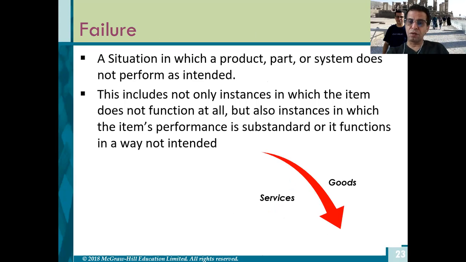Now, when we talk about failure, failure is a situation in which a product, part, or system does not perform as intended. This includes not only instances in which the item does not function at all, or breaks, but also instances in which the item performs substandard or its function is not as intended. So the product is not performing 100% or not the way it was intended to.